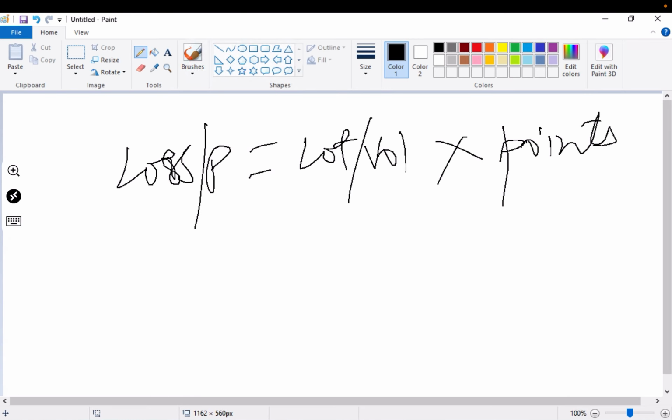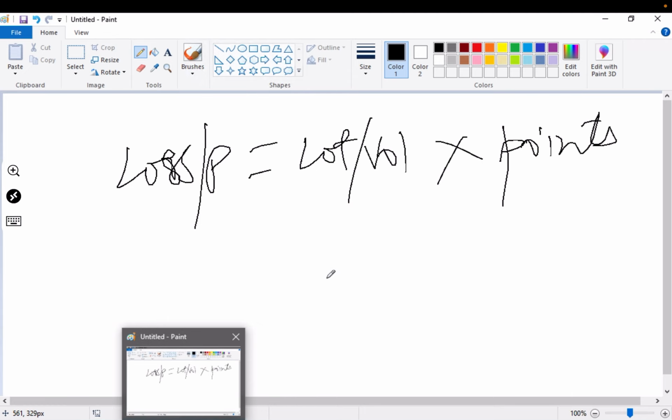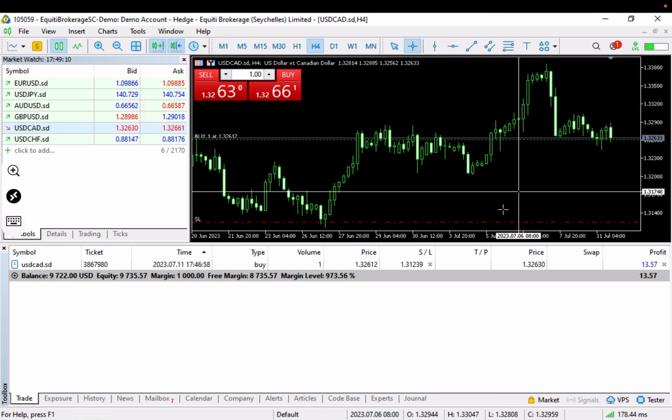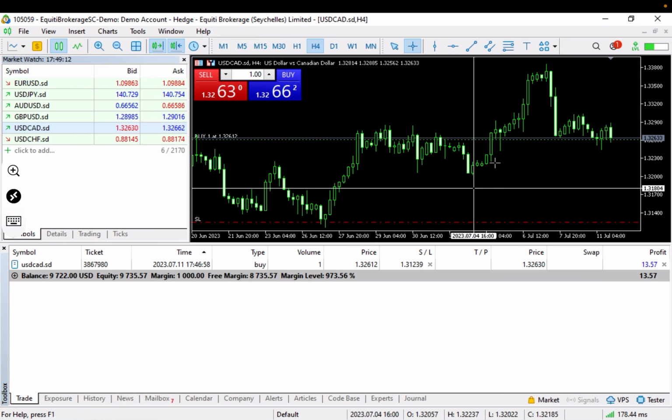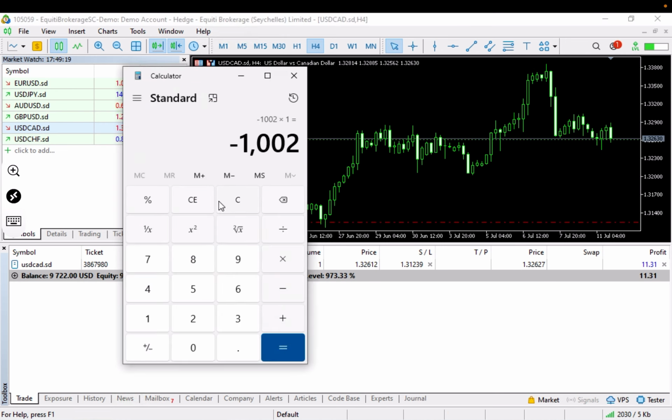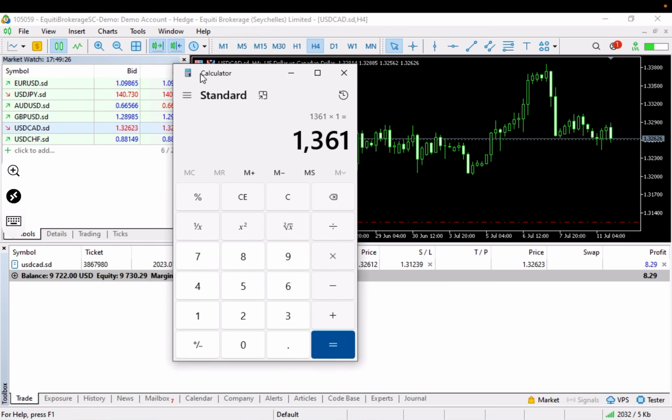Or if dollar is not the base currency, then you can use this formula and divide it to convert into the dollar. So I measured here. Let's not look at the SL and TP in terms of digits. We go with a simpler method using crosshair: 1361 points. If I multiply 1361 by my lot size, this is the amount, and then I have to divide by this amount.